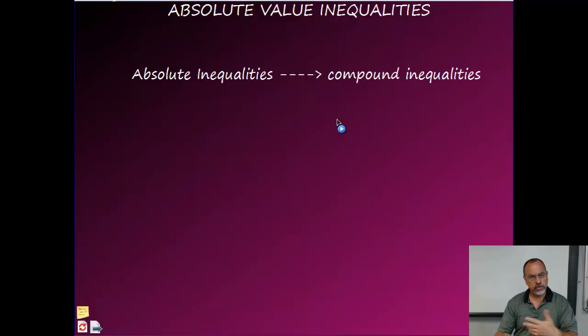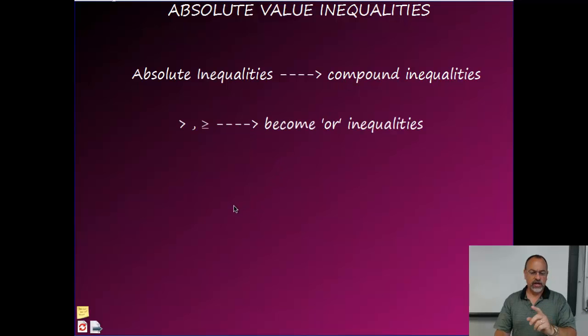So which one's going to be which when we're dealing with absolute value? Well, let's take a look. If you have an absolute value that's greater than, or it's greater than or equal to, and you create the two inequalities, you're actually going to end up with an or type inequality and an or type answer. Let me show you why.